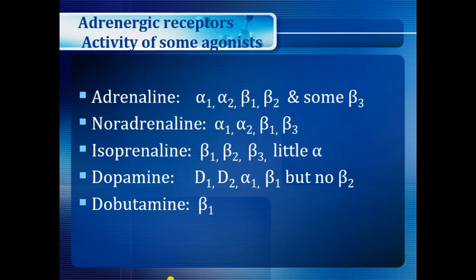Adrenaline will act on all adrenergic receptors, that is alpha 1, alpha 2, beta 1, beta 2, beta 3. Noradrenaline will act on all the adrenergic receptors except beta 2. Isoprenaline will be acting on beta 1, beta 2 and beta 3 receptors with no effect on alpha receptors. Dopamine will act on dopamine 1 and 2 receptors as well as alpha 1 and beta 1 receptors but no beta 2 action. While dobutamine is a beta 1 selective agent.